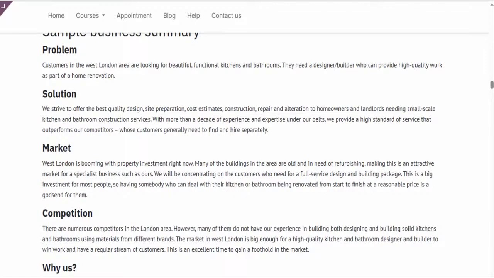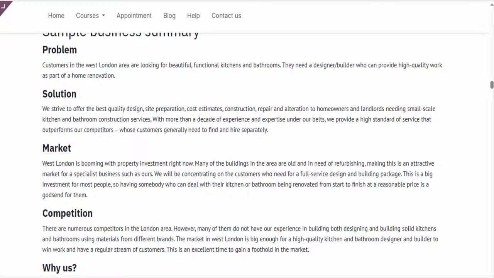Solution. We strive to offer the best quality design, site preparation, cost estimates, construction, repair and alteration to homeowners and landlords needing small-scale kitchen and bathroom construction services. With more than a decade of experience and expertise under our belts, we provide a high standard of service that outperforms our competitors, whose customers generally need to find and hire separately.